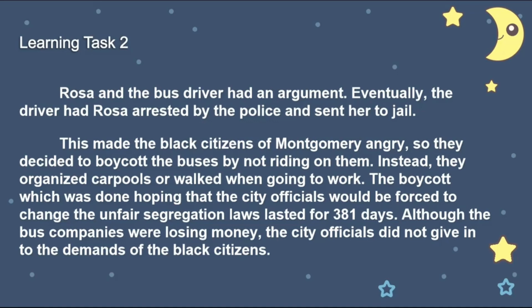The boycott, which was done hoping that the city officials would be forced to change the unfair segregation laws, lasted for 381 days. Although the bus companies were losing money, the city officials did not give in to the demands of the Black citizens.